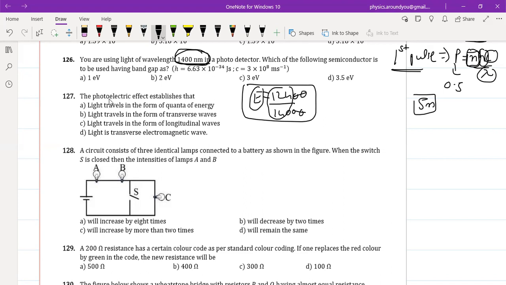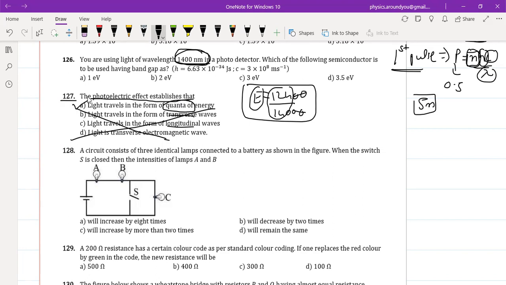Now, question number 127. The photoelectric effect establishes that. What is the conclusion? It has nothing to do with wave theory. I can eliminate B, C, D totally because all of them deal with longitudinal, transverse and such. Only A deals with quanta. So the photoelectric effect establishes that light interacts with matter in terms of pushes or energy packets called quanta. So 127 goes with A.